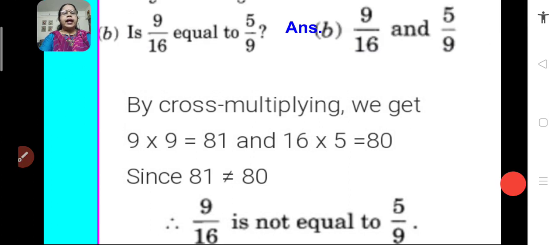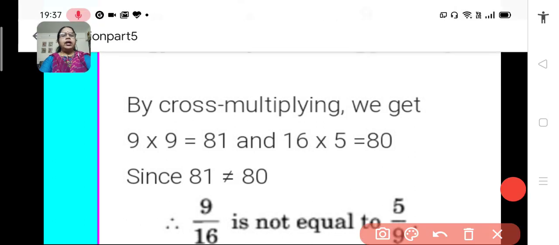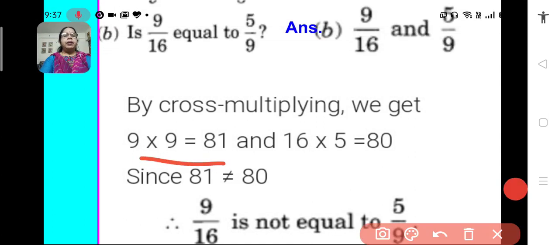That means these two fractions 5 upon 9 and 4 upon 5 are not equal. Next, is 9 upon 16 equal to 5 upon 9? Again, we will decide by cross multiplying. If we multiply 9 and 9, we get 81. And if we multiply 16 and 5, what do we get? We get 80. So they are not equal. That means these two fractions 9 upon 16 and 5 upon 9 are not equal.